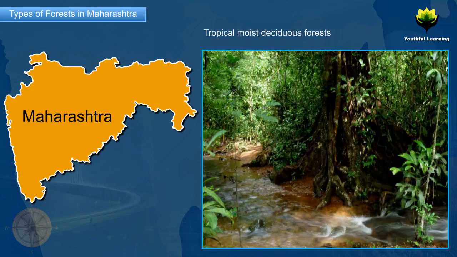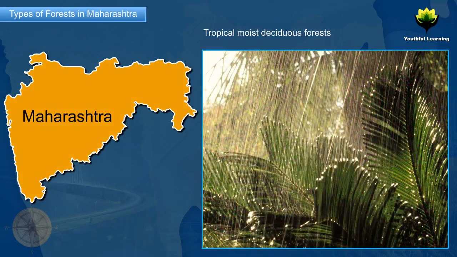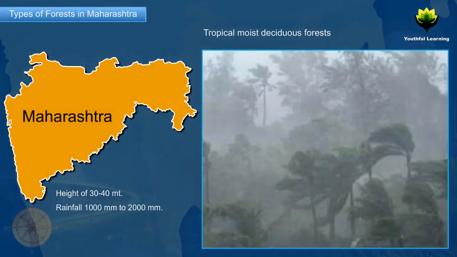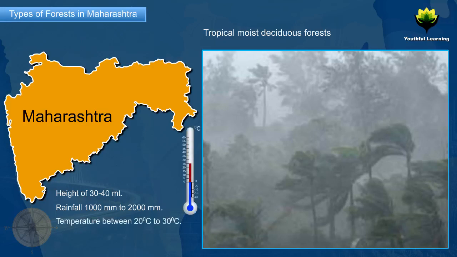Tropical moist deciduous forests. Tropical moist deciduous forests grow well in the rainy season and shed their leaves at the start of the summer season and grow to a height of 30 to 40 meters. They are found in the areas with rainfall between 1000 millimeters to 2000 millimeters and annual average temperature between 20 degrees centigrade to 30 degrees centigrade.